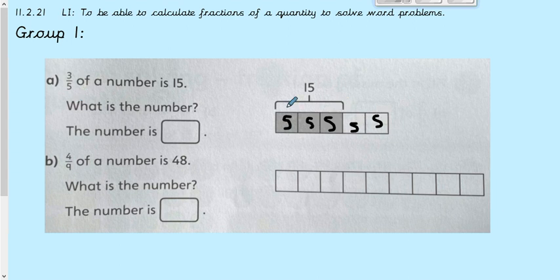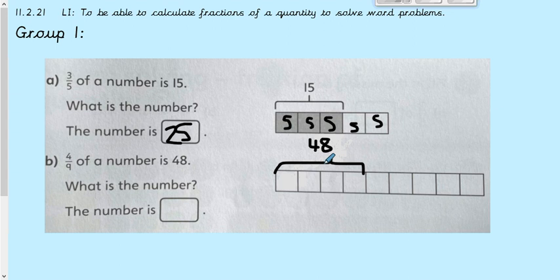So therefore, if you add all of these up for the whole number, it would be 25. 1, 2, 3, yeah, 25, 5 times 5. And this one, 4/9 of a number is 48, so 1, 2, 3, 4 is 48. So we need to find out what one of them is worth.